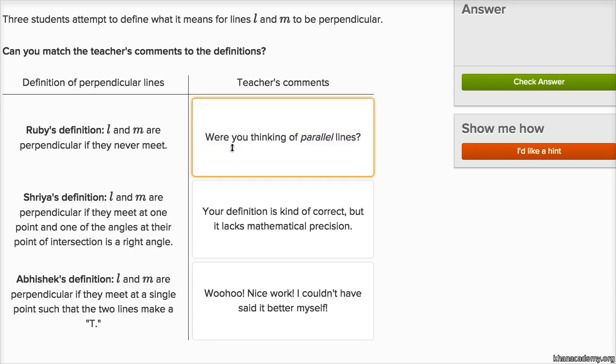And so, actually, this looks right. Were you thinking of parallel lines? Because that looks like what she was trying to define. If things are on the same plane and they never intersect, then you are talking about parallel lines.